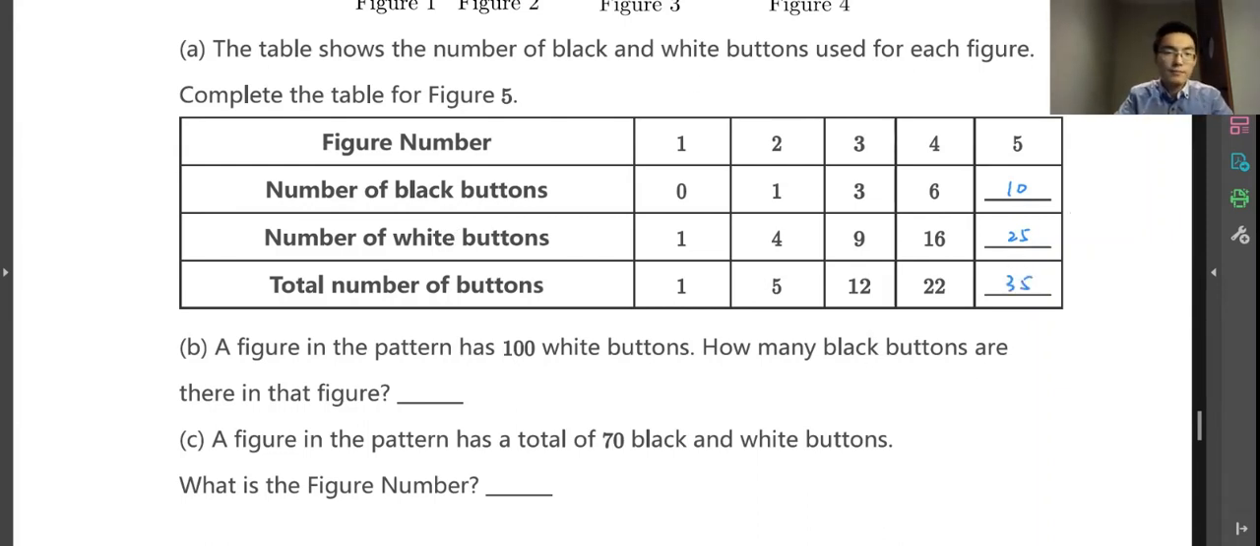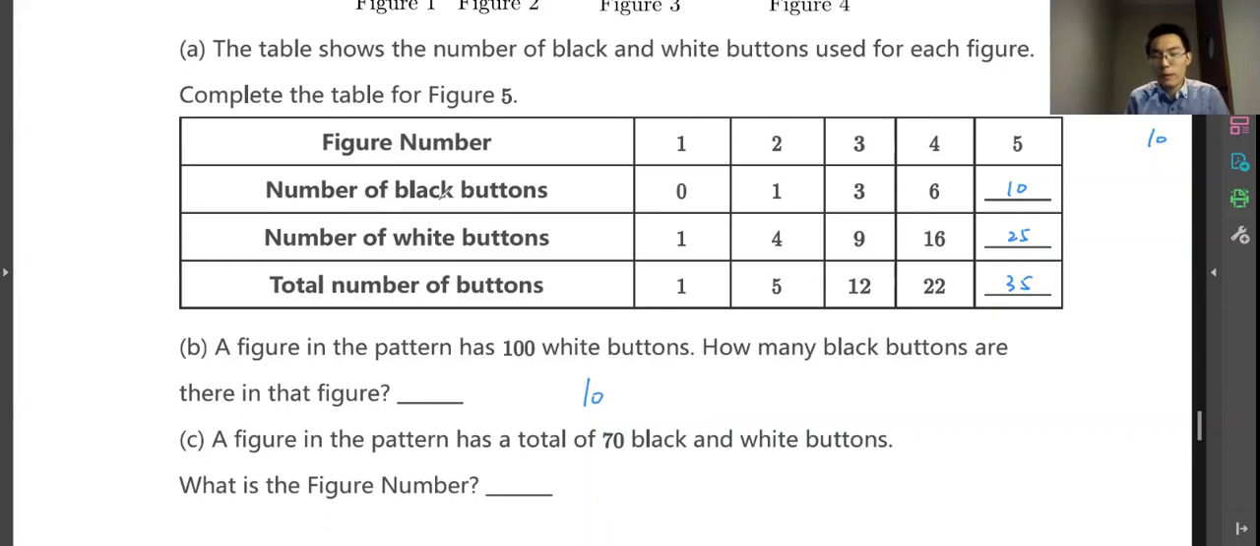That's part A. Now let's look at part B. A figure in the pattern has 100 white buttons. How many black buttons are there in that figure? So 100 white buttons, and white buttons are all square numbers. So let's see which number times itself is 100. That's correct, it is 10. So it should be figure number 10, right?